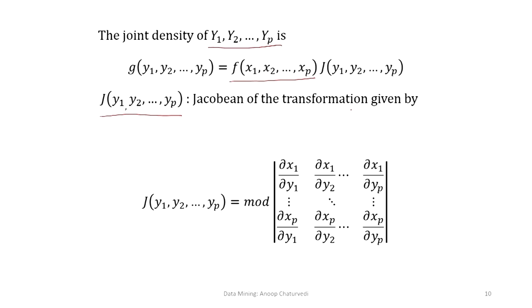And the Jacobian of the transformation is given by J(y1, y2, ..., yp) equal to the modulus of the determinant of the matrix with entries del x1 over del y1, del x1 over del y2, and so on up to del x1 over del yp, and so on, down to del xp over del y1, del xp over del y2, and so on up to del xp over del yp. So, this is how we define the Jacobian of the transformation. Again, it is simple if the transformation from x to y is a one-to-one transformation. Then we simply write the joint PDF of x1, x2, ..., xp here, but we express each of these xi's in terms of the yi's. Multiply it by the Jacobian of the transformation, and then we get the joint PDF of y1, y2, ..., yp.